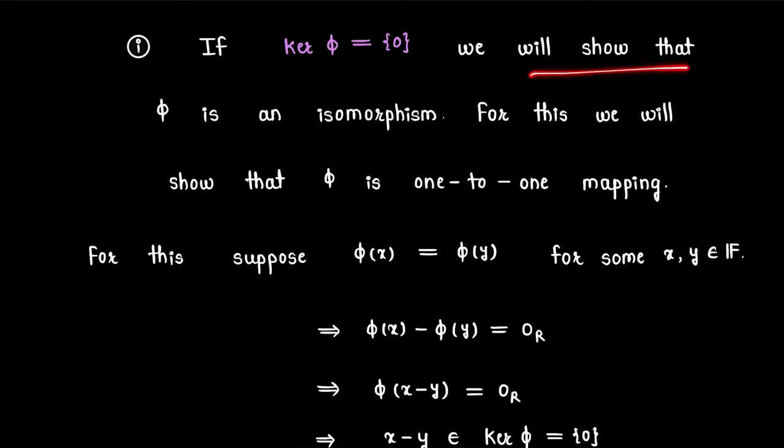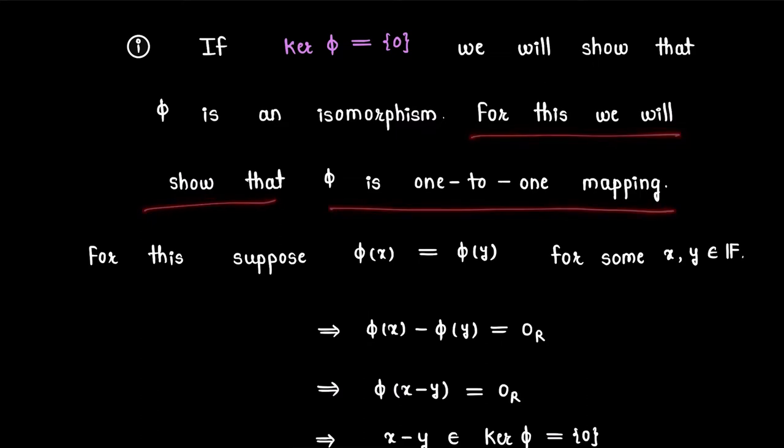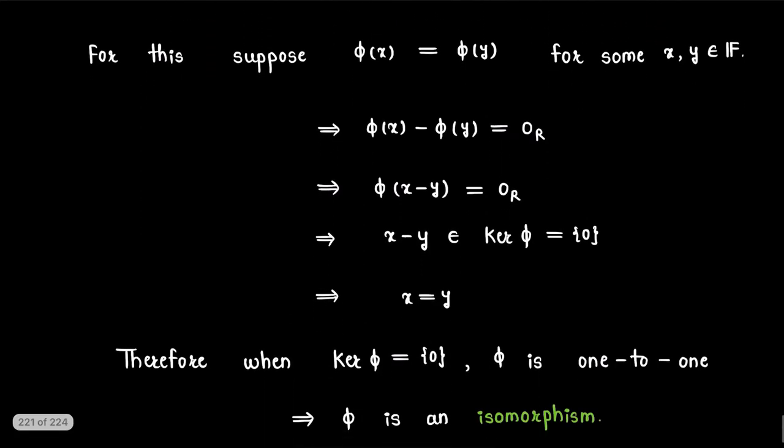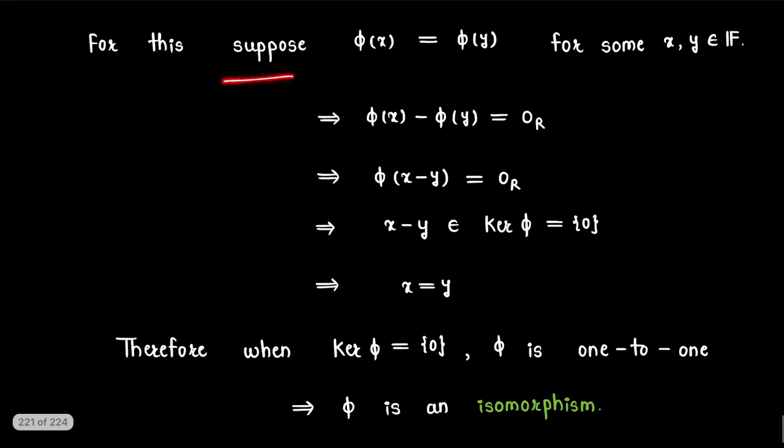Here we will show that phi is an isomorphism. For this we will show phi is a 1-to-1 mapping. Thus, suppose phi of x is equal to phi of y for some elements x, y in field F. This implies phi of x minus phi of y is equal to 0_R, where 0_R is the additive identity of ring R, which can be written as phi of (x minus y) is equal to 0_R.